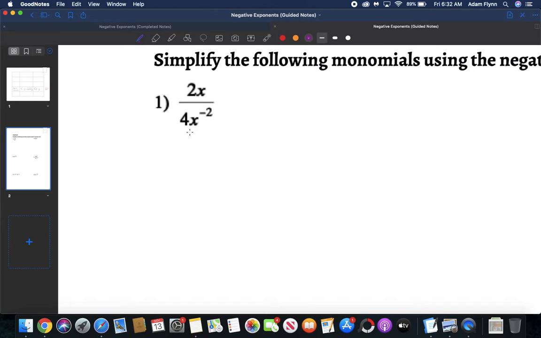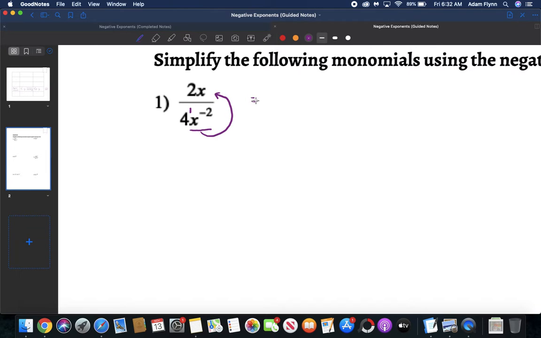So this 4 has a power of 1, and this x has a power of negative 2. Because this x has a power of negative 2, I know I can take this x to the negative second power, and I need to cross the line and switch the sign.